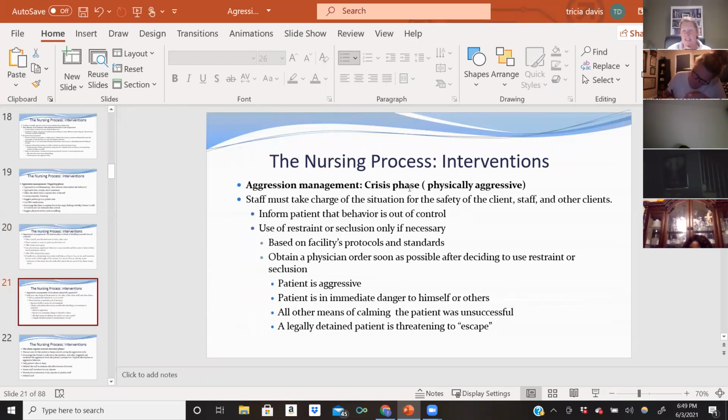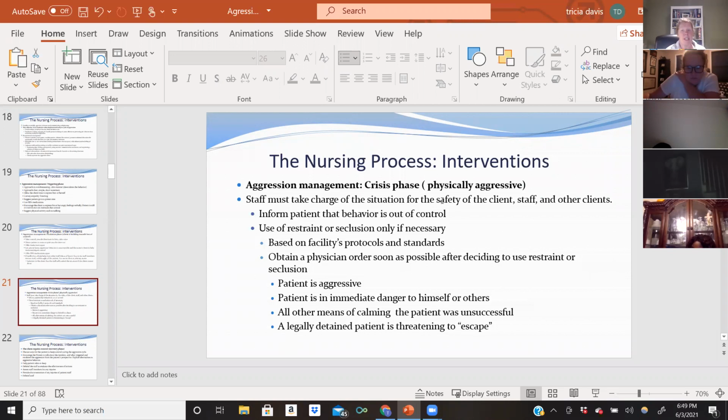So now we have the crisis phase. The patient is now physically aggressive, so the staff has no other choice but to take charge of the situation for the safety of the client who is aggressive, the other staff members, and the other clients in the milieu.